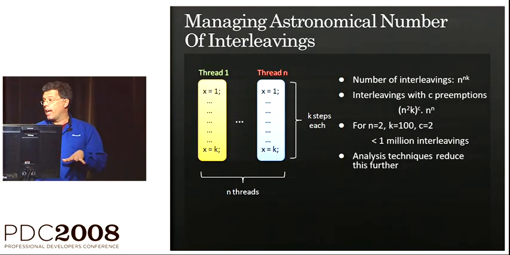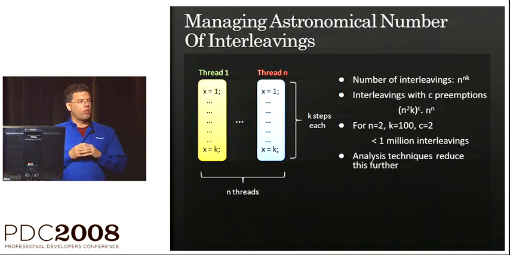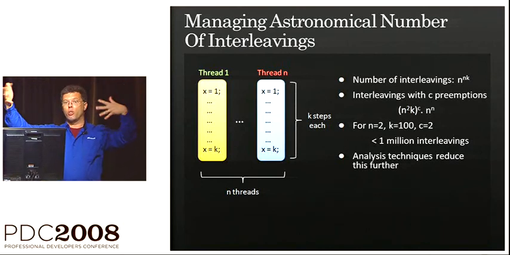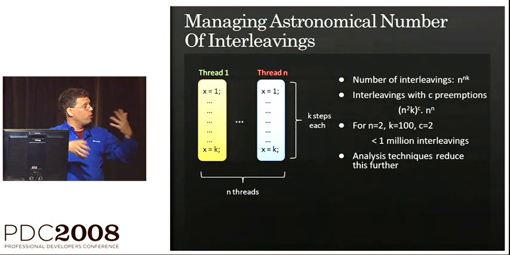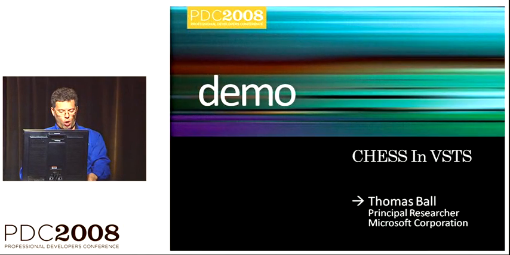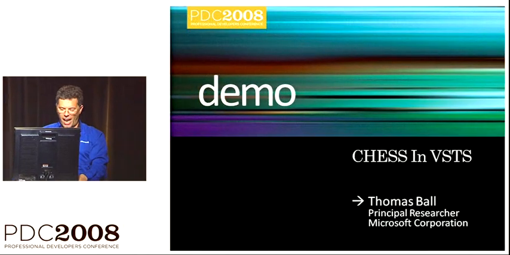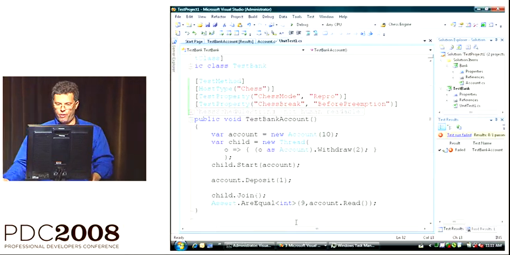And we have a lot of other analysis techniques we can't talk about today to reduce this state space further. Sometimes 2 different interleavings yield the same state, and you can do things to identify that. You can get rid of even more. Okay, so now we're going to go back to our demo and just finish it off.